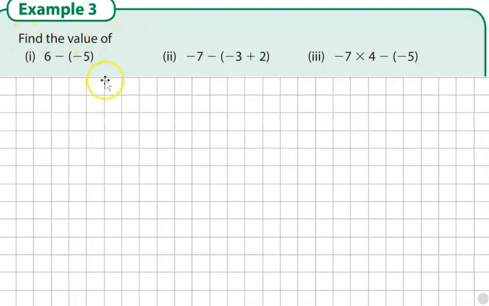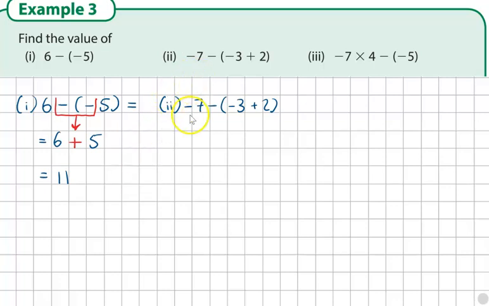Find the value of 6 minus bracket minus 5. Well, a minus by a minus gives a plus. We bring down the 6, we bring down the 5, and then 6 plus 5 is 11.